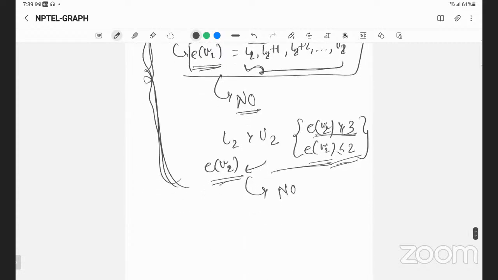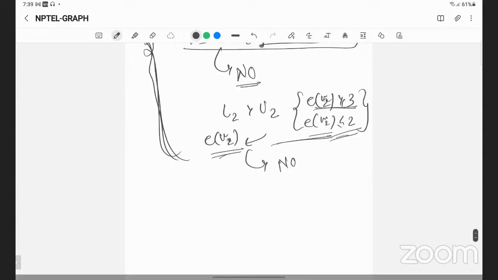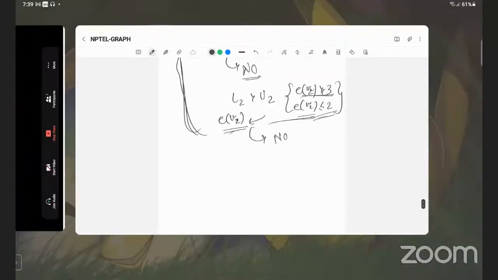And I will just go through the code part, how we can implement this algorithm, how we can implement the code to solve this problem. Just a second.